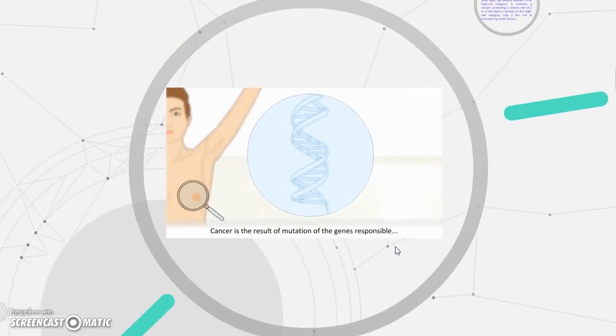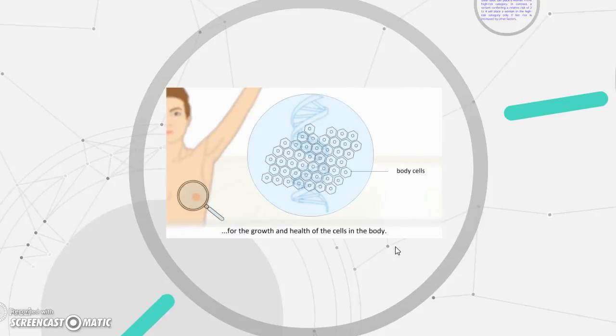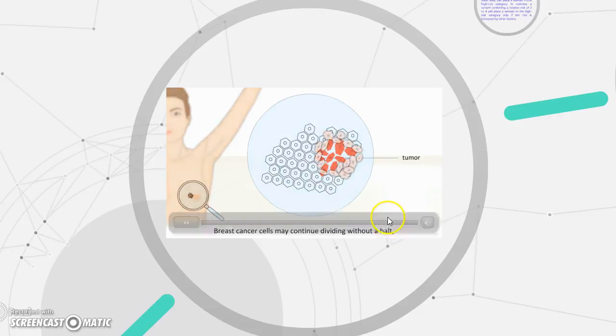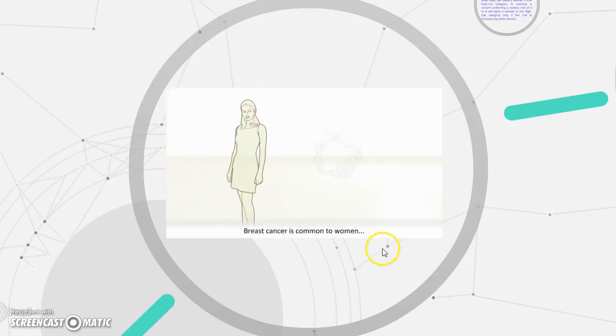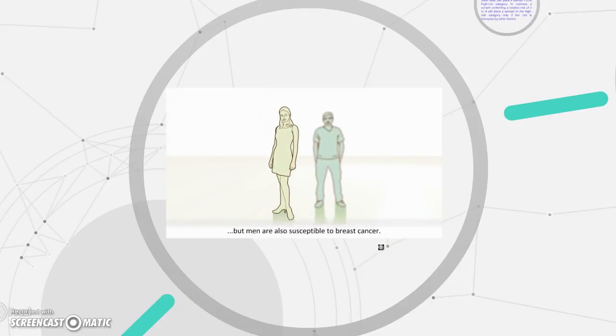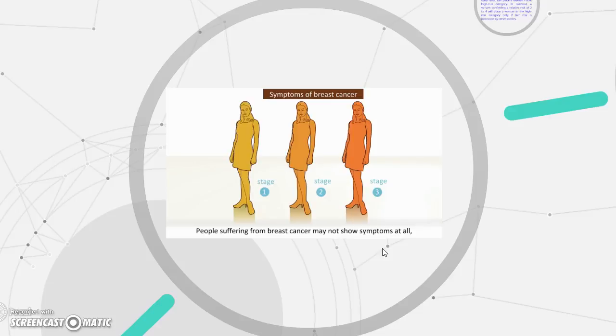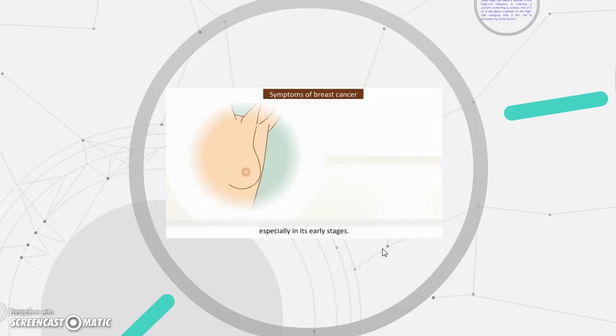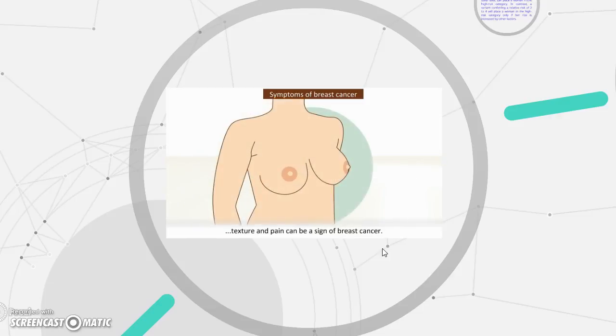Cancer is the result of mutation of the genes responsible for the growth and health of the cells in the body. This abnormal proliferation may occur to the breast cells, which is called breast cancer. Breast cancer cells may continue dividing without a halt, resulting in a tumor. Breast cancer is common to women, but men are also susceptible to breast cancer. People suffering from breast cancer may not show symptoms at all, especially in its early stages. But a new lump or mass in the breast can be indicative of breast cancer. Generally, any change to the breast appearance, texture, and pain can be a sign of breast cancer.